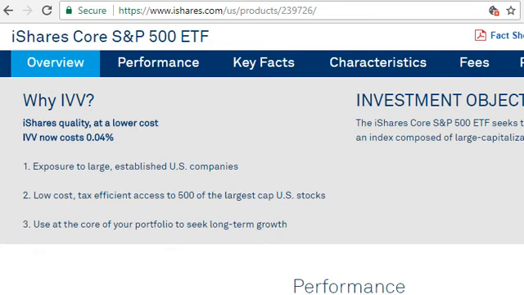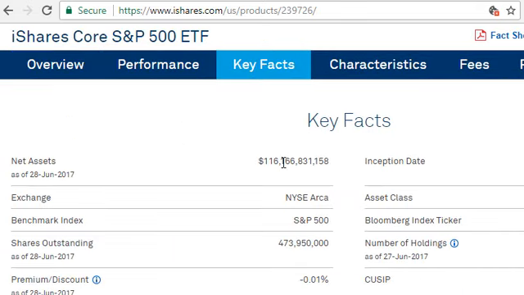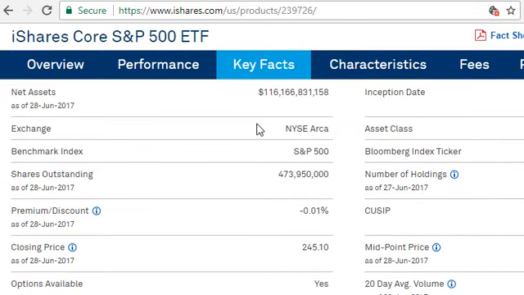Here, taking a screenshot from the internet, it has a ticker symbol of IVV, so it's exchange traded. It has a very low cost, 0.04%, giving you exposure to large established US companies, with low cost, tax efficient access. So it's tracking the index. I want to click here on the key facts, and this is the important thing to understand: the net assets in this one fund in the US is 116 billion, as at the 28th of June 2017.